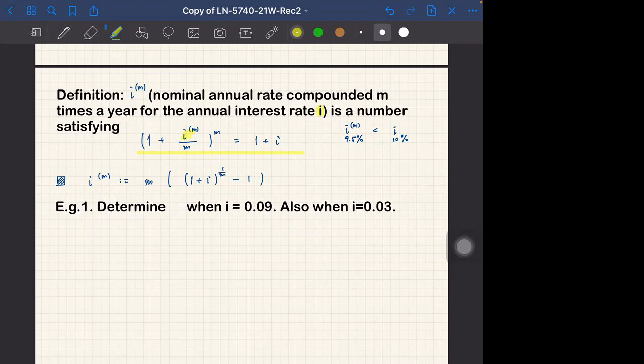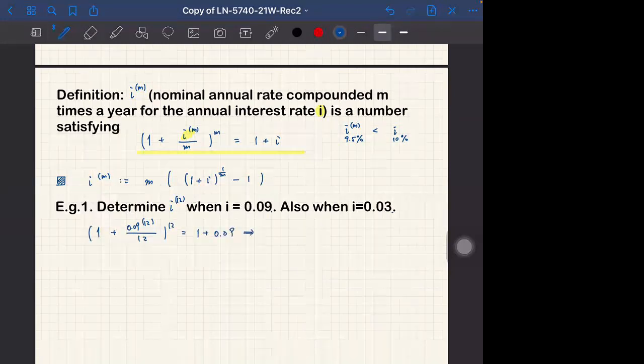Okay, so an example. Determine i superscript 12 when the effective rate is 9% and also when the effective rate is 3%. At first, 9%: i superscript 12 should be slightly lower than 9%, maybe 8%. So what's the number? 1 plus i superscript 12, in this case, divided by 12 and to the 12th power becomes 1 plus 0.09.